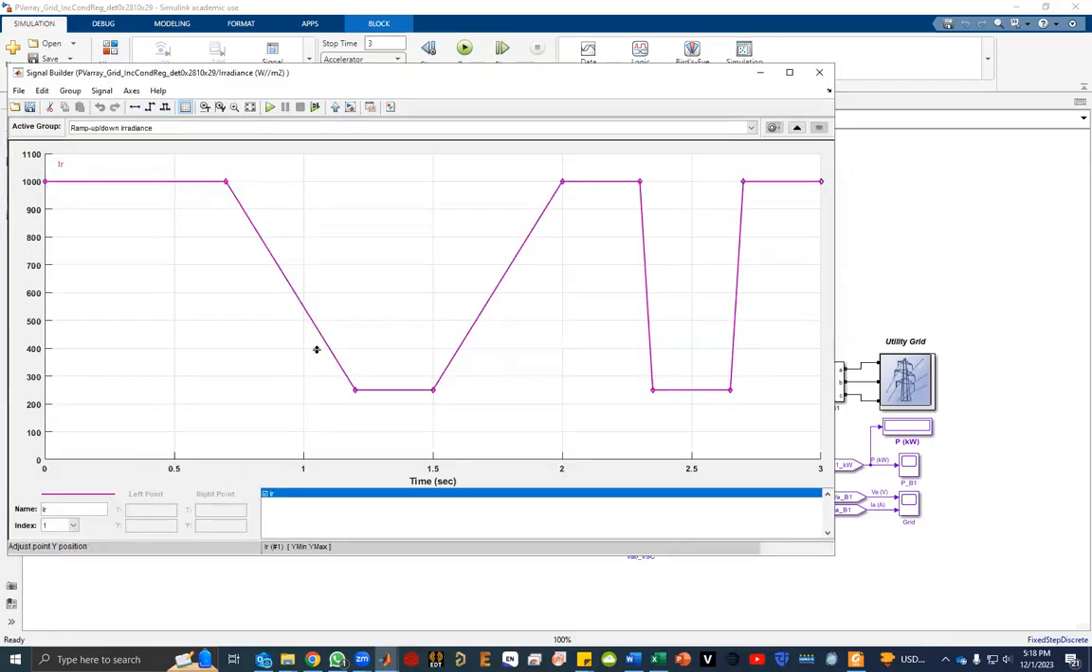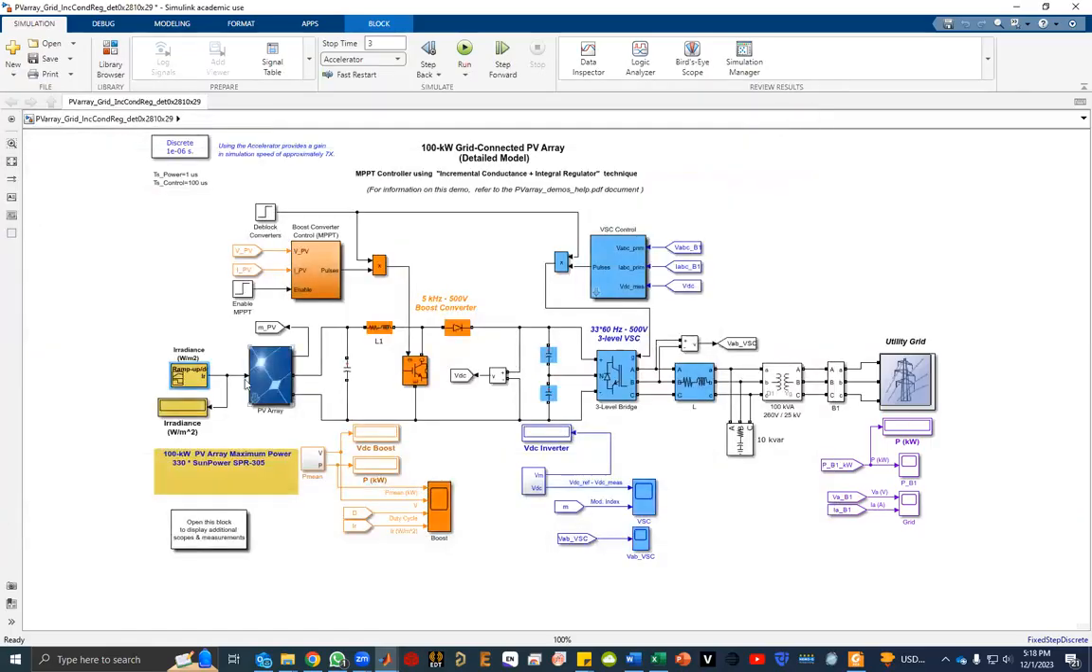Say for example, if I want to change it, I can change it like that, or I can change the value just like typing here. Anyway, so this is the irradiance profile. With respect to this profile, the PV will actually generate its power.